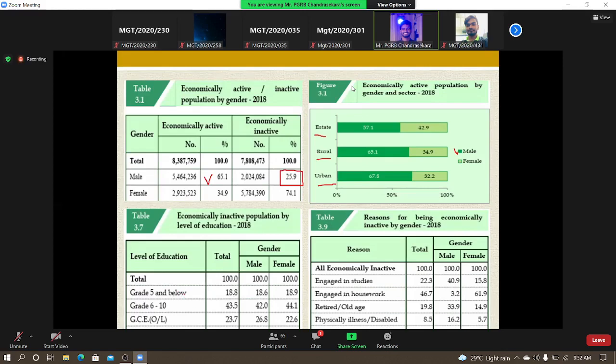A level and above is only 14%. Most are grade 6 to 10. Likewise, there are different types of categories. And also the reasons for economic inactivity by gender.